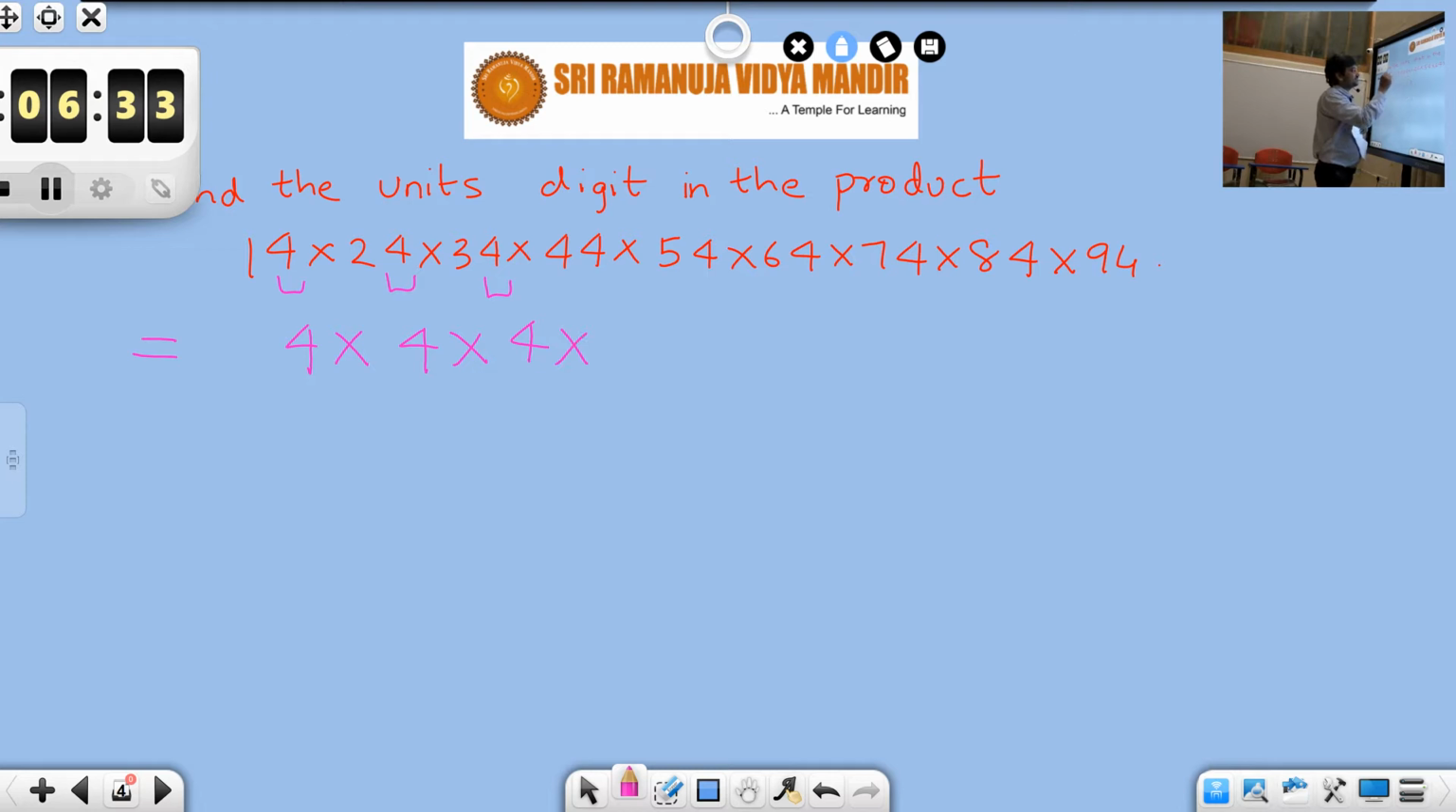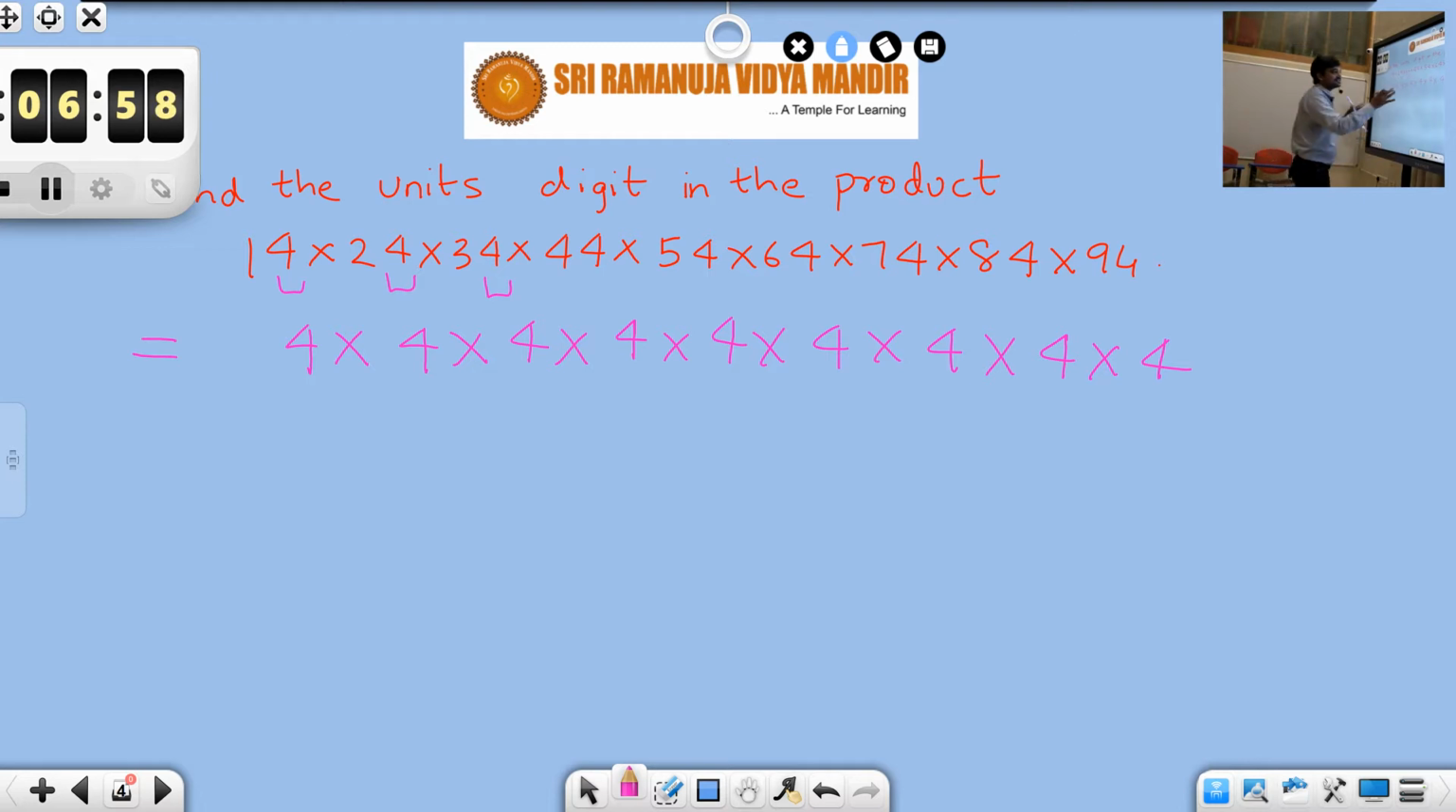So for 14 the units digit is 4, for 24 it is 4, for 34 it is 4, for 44 again it is 4, for 54 again it is 4, for 64 it is 4, for 74 it is 4, for 84 it is 4, for 94 again it is 4. So now we need to find this product and observe what the units digit in this product is.